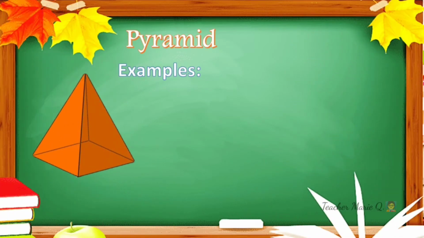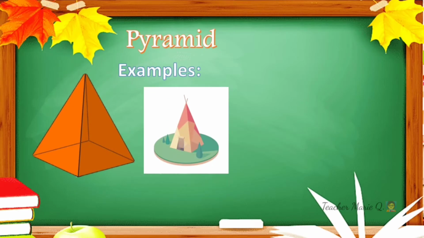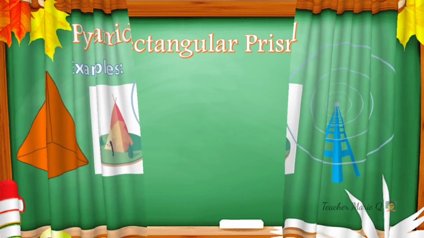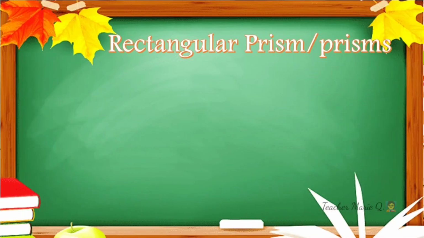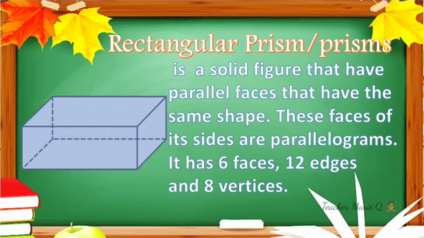What are the examples of pyramid? We have here a tent and tower. Next solid figure is rectangular prism or prisms. A rectangular prism is a solid figure that has parallel faces that have the same shape. The faces on the sides are parallelograms. It has 6 faces, 12 edges, and 8 vertices.